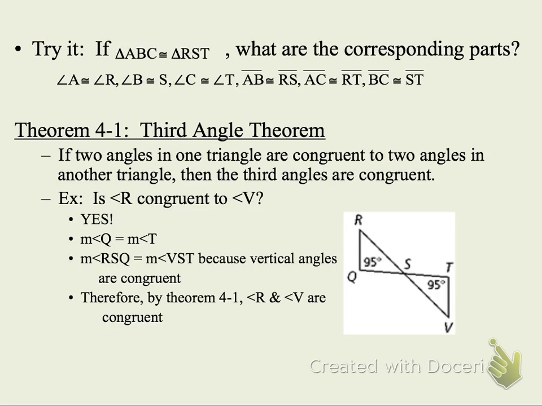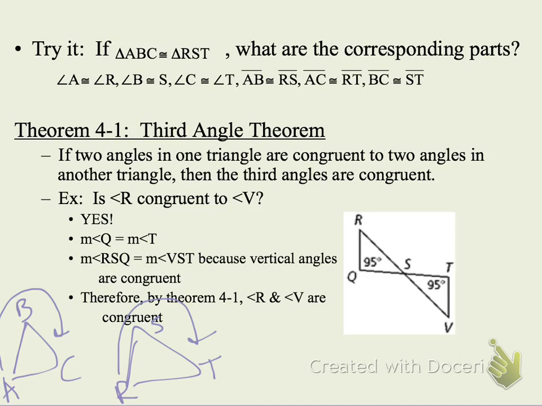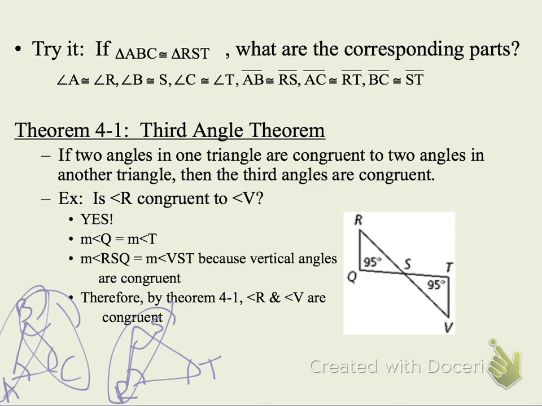Okay, so if I have angle ABC, and angle RST, you label it in the same way that you label the second one. So I started from left and I went up and around. I start left and I go up and around again. So then A should be congruent with R, B should be congruent with S, C should be congruent with T, and then you do the same as the sides. AB should be congruent with RS, BC should be congruent with ST, and so on and so forth.